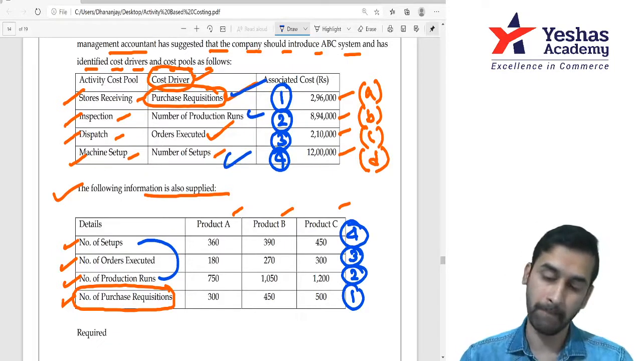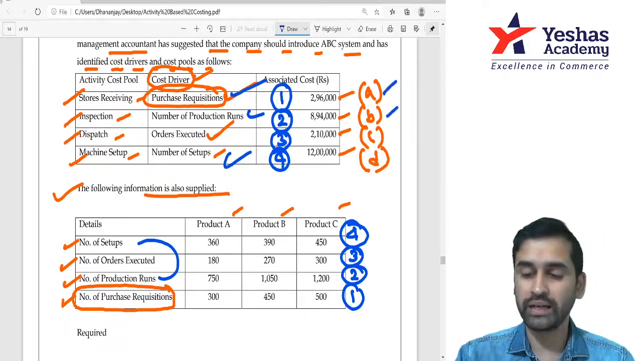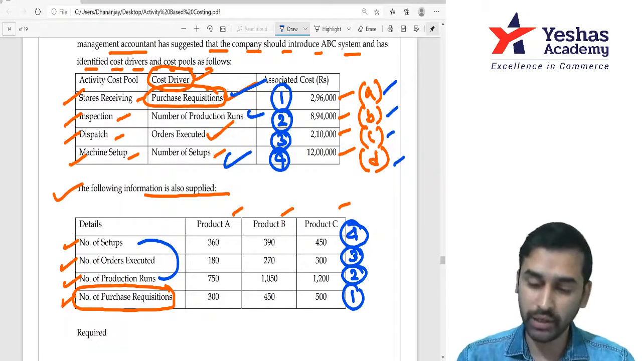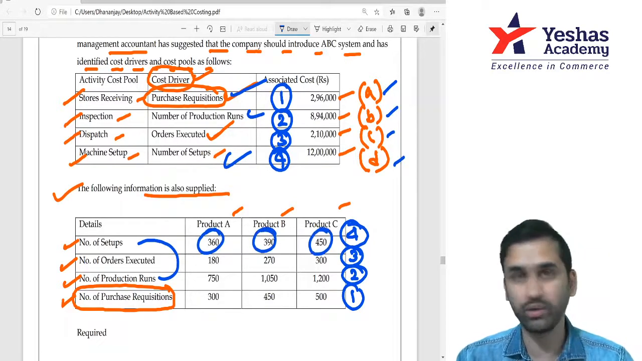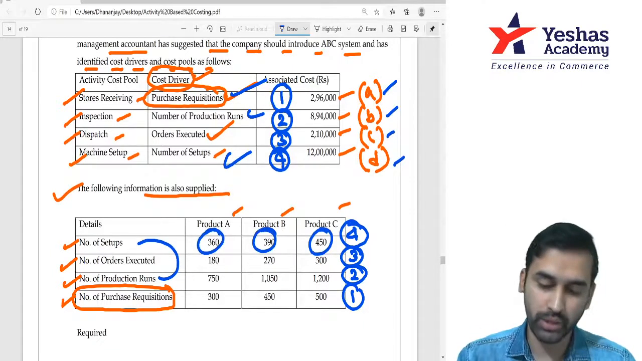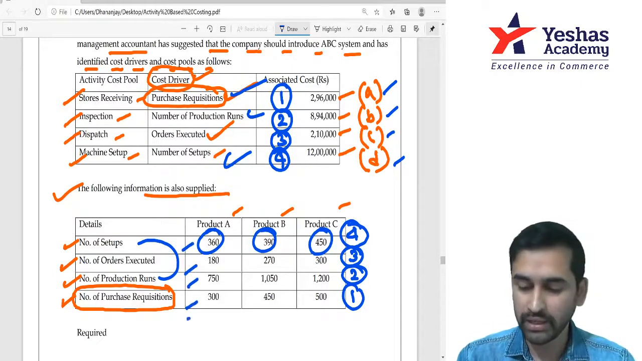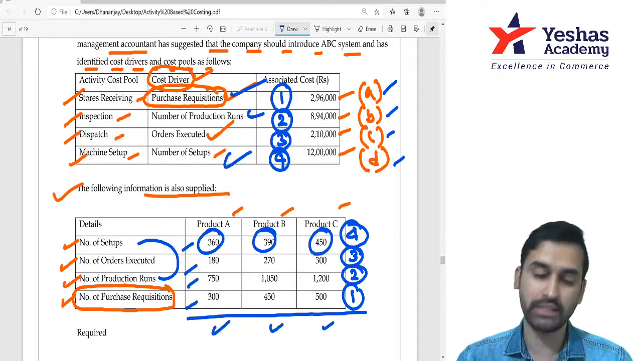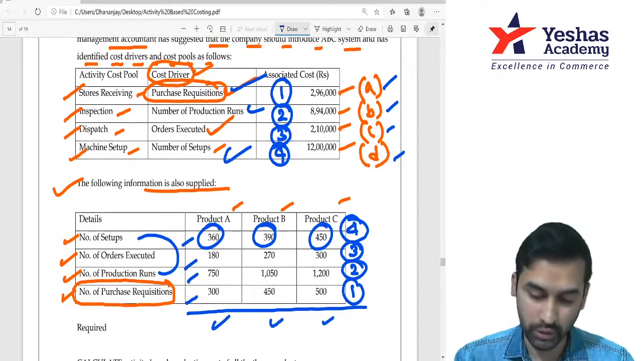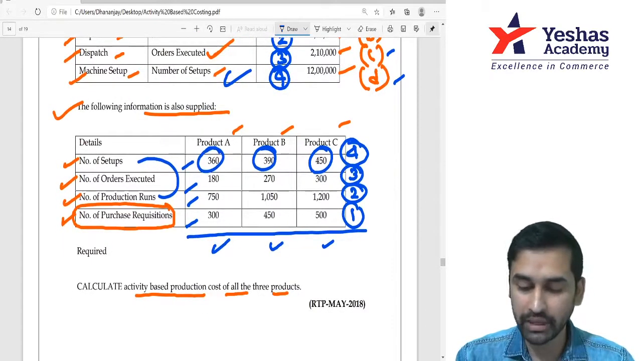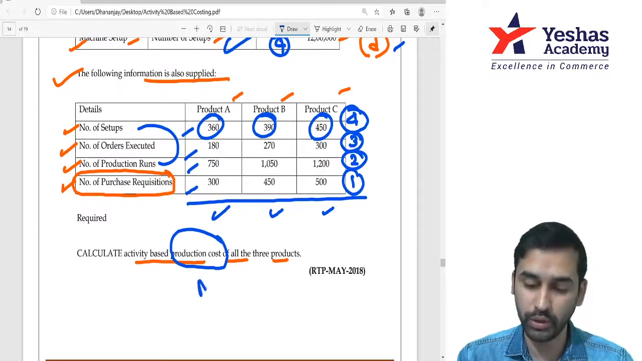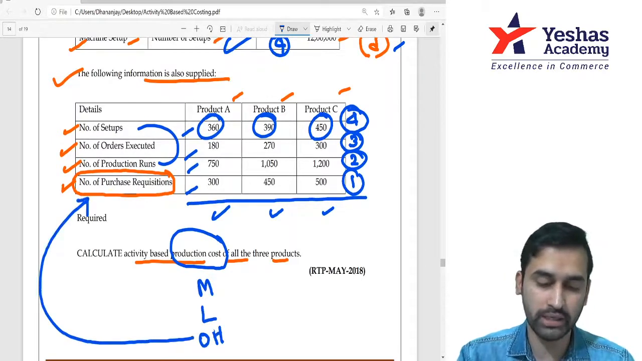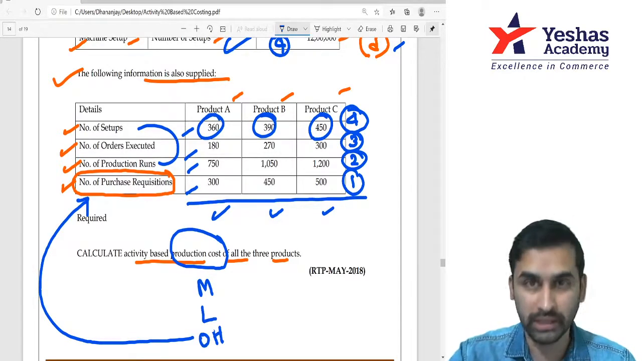That's it. So you will do the working note to calculate ABC rates, and then you will use that 360 into the rate, 390 into the rate, 450 into the rate. Correct. You will do it for all 4 and then you will get the total overheads. And what is asked in the question? Calculate activity based production cost. Production cost is not only overhead. You need material, labor and then overhead. For overhead, all this circus, the working note, etc.